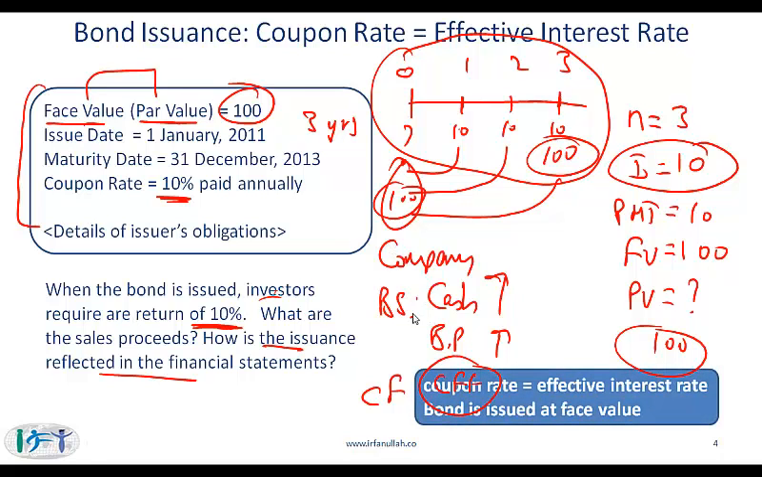Now, notice in this particular case, when the coupon rate is equal to the effective interest rate. What's the effective interest rate? It's 10%. That is also the market interest rate when the bond is issued. When those two numbers are the same, then the money raised is equal to the par value. So then the bond is issued at face value, or the bond is issued at par.